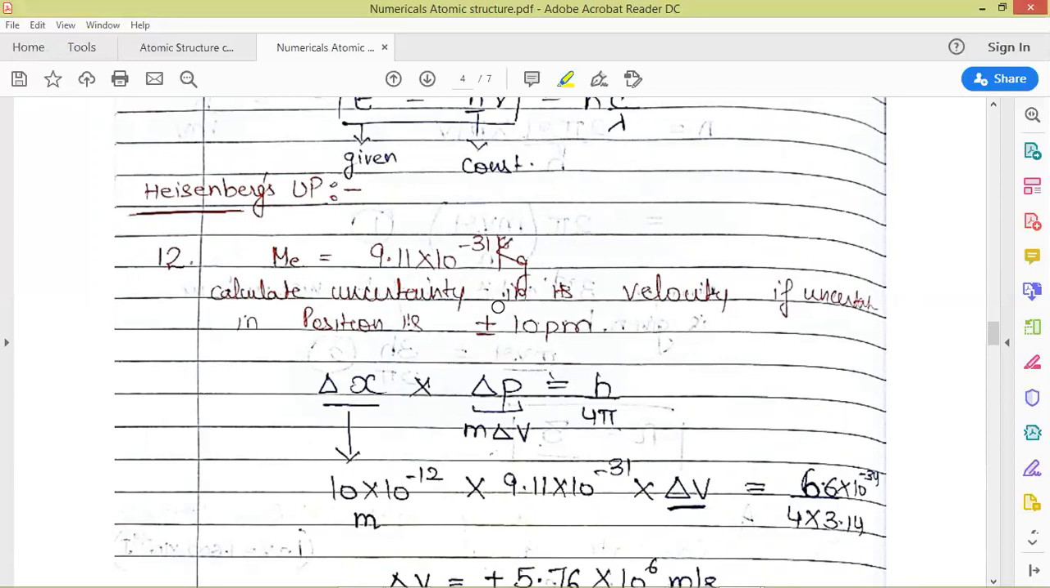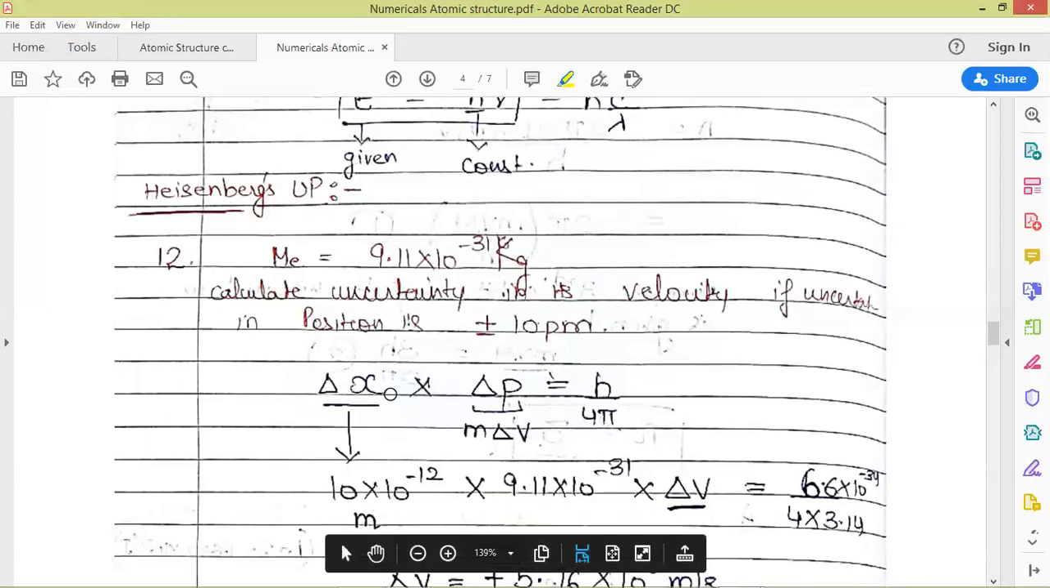Uncertainty is mostly mentioned in terms of plus minus. If it is mentioned in terms of plus minus, the second uncertainty which you are calculating, you will also answer in the form of plus minus. The formula for Heisenberg's uncertainty principle is delta x into delta p is greater than or equal to h upon 4 pi. So this multiplication term is at least equal to h upon 4 pi. The uncertainty in position is already given, and the picometers you will have to convert into meters first.